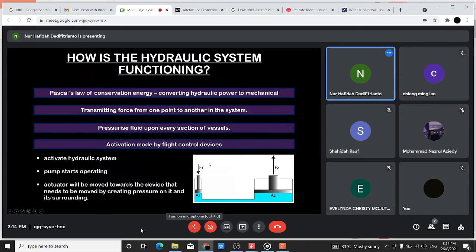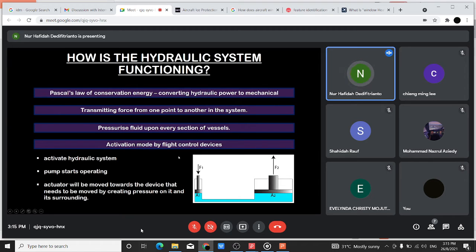Okay, so how is the hydraulic system functioning? First of all, it will require Pascal's law of conservation of energy by converting hydraulic power to mechanical. So it will transmit force from one point to another in the system. For example, this one is the force we send from the hand pump. So this one will go to the actuator. The pressurized fluid upon every section of the vessel will send the same force from F1 to F2.